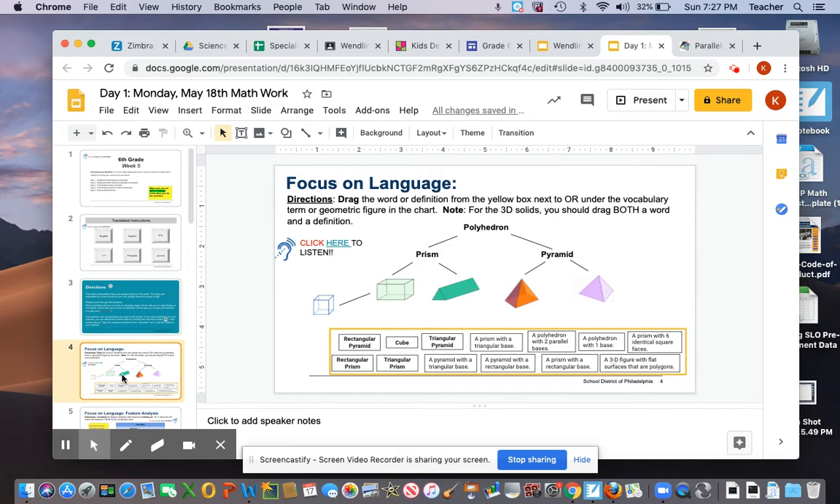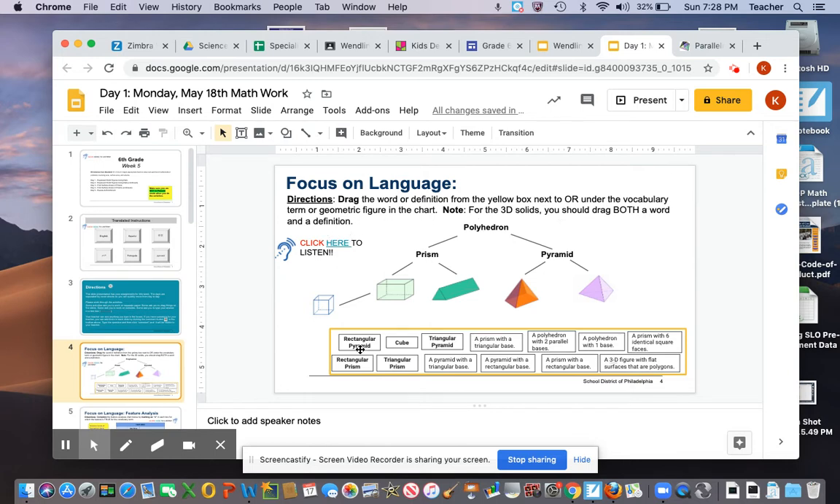So on slide number 4, again, you've got 1, 2, and 3. Those are your directions, what we're going to be doing this week. Slide number 4 starts with our directions. Drag the word or definition from the yellow box next to or under the vocabulary term or geometric figure in the chart. Note, for all 3D solids, you should drag both a word and a definition.